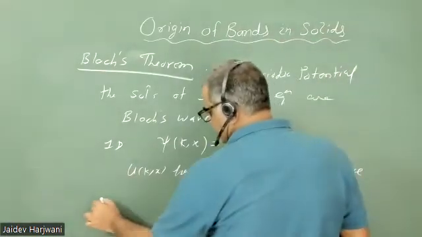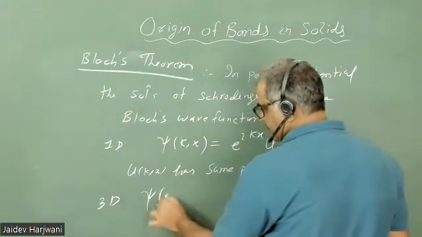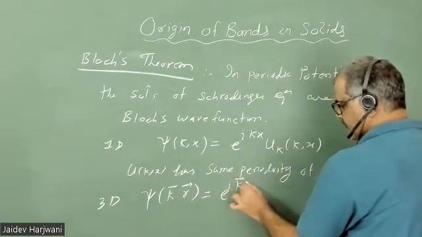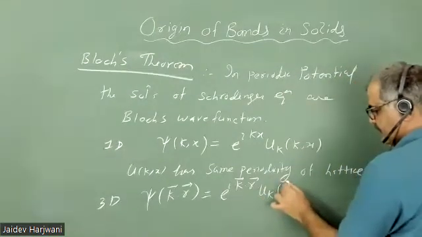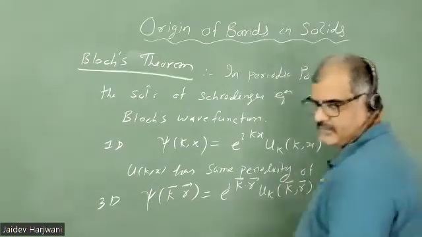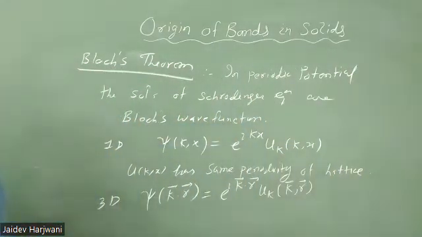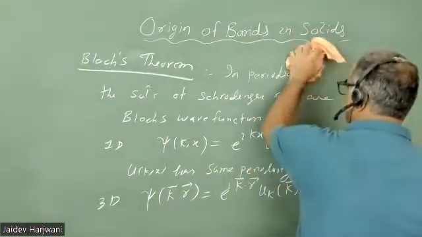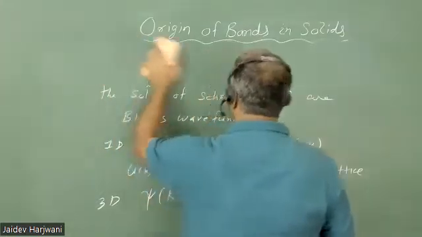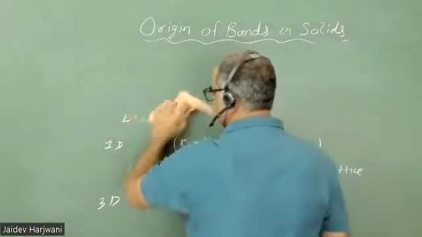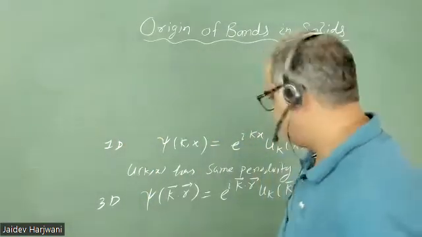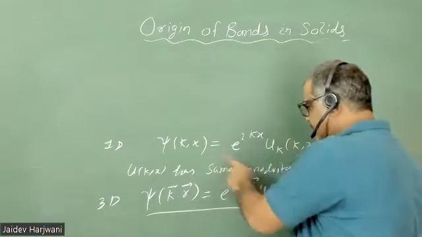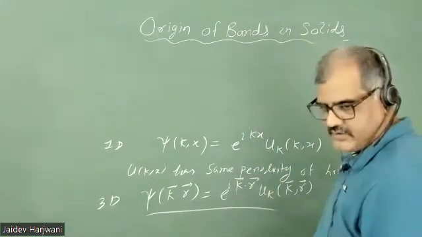Similarly, if I want to write this wave function in 3D, I can write e^(iota k dot r) times u_k(r). So this is your Bloch wave function. The whole thing is the Bloch function, and any function can be written in this type. u_k is the modulating function, which is modulating this function.